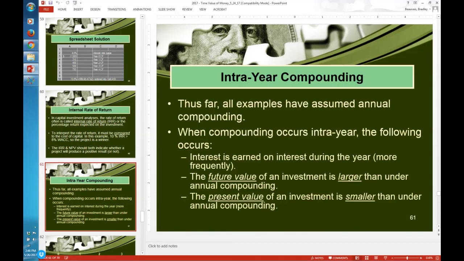Now, as we get towards the end of this, we have to understand too that there is the possibility for intra-year compounding. Up to this point, we basically looked at each time period, it doesn't have to necessarily be years, as a single lump sum. But realize that sometimes we have compounding that occurs intra-year or intra-period, okay, and we have to handle that appropriately. And of course, you can see the implications here. Future value of an investment is often larger. Present value of an investment is often smaller, depending on which way we're taking the analysis.